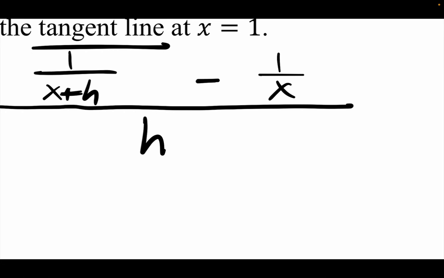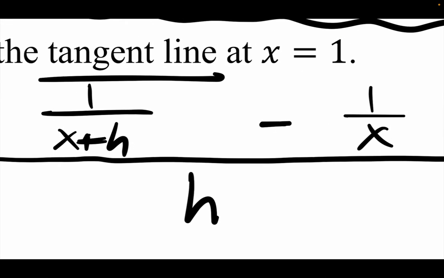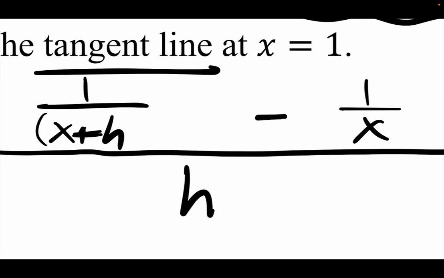So what I'm going to do is focus on the top. I need the common denominator for both, right? Well, the first one is a binomial. The second one is a monomial. Common denominators means make them the same.